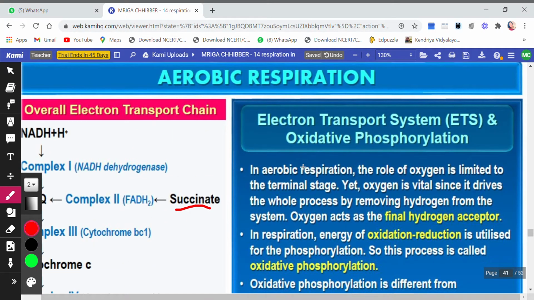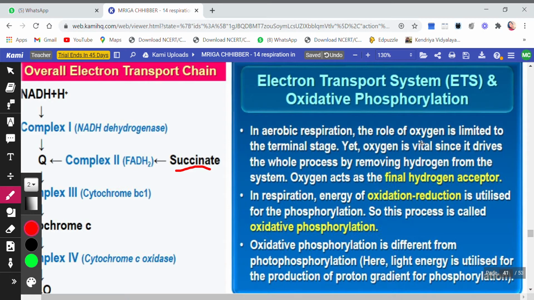Right? So in aerobic respiration, the role of oxygen is limited to the terminal stage, yet oxygen is vital since it drives the whole process by removing hydrogen from the system. Oxygen acts as the final hydrogen acceptor. Why? Because oxygen accepts hydrogen to form what? Water. Oxygen will accept hydrogen to form water. So it is the final hydrogen acceptor.